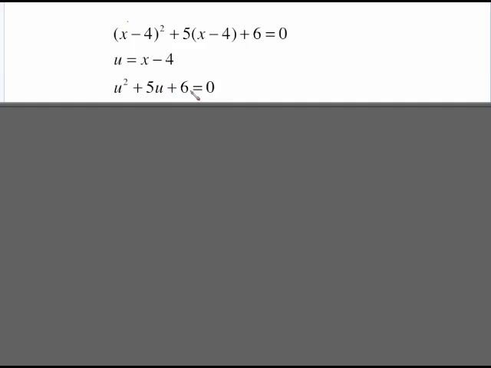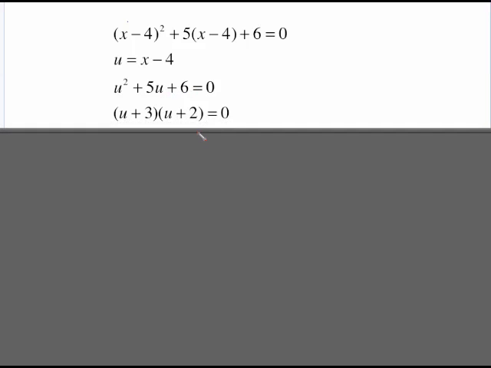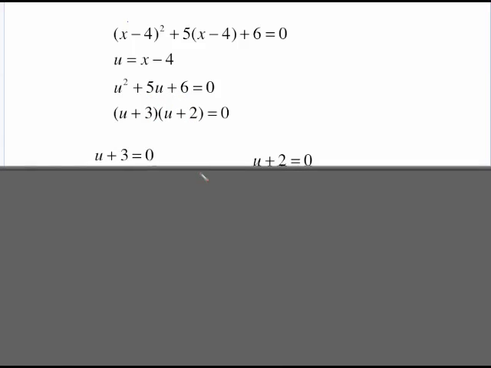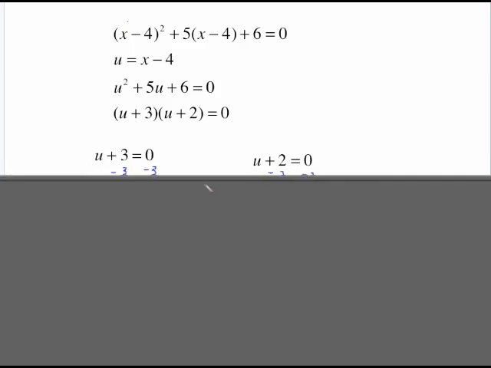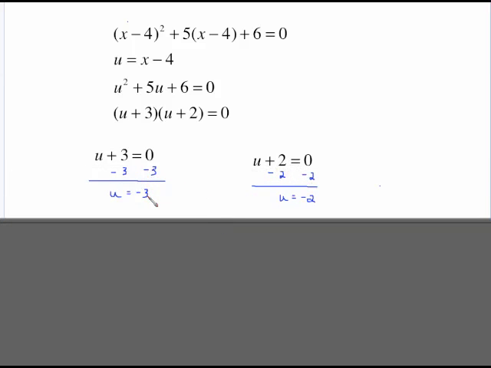u squared plus 5u plus 6, which you do know how to factor. That's going to have u's in the front. What multiplies to give me 6 and adds to give me 5 is this. Set each of those equal to 0 by the zero product property, and then solve them. In this case, I subtracted 3. In this case, I subtracted 2.